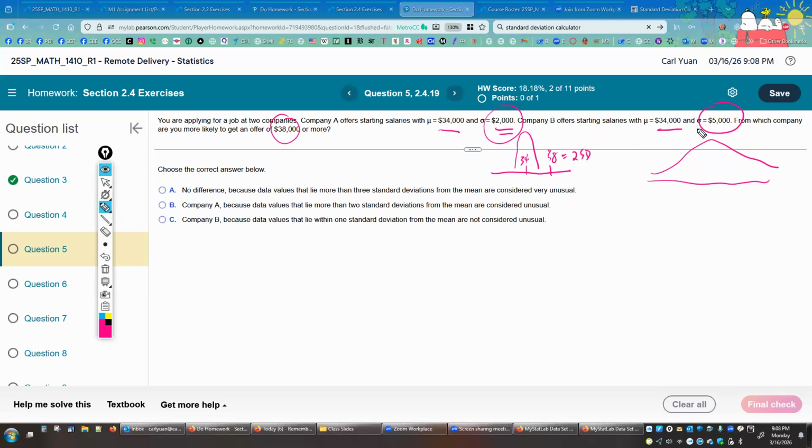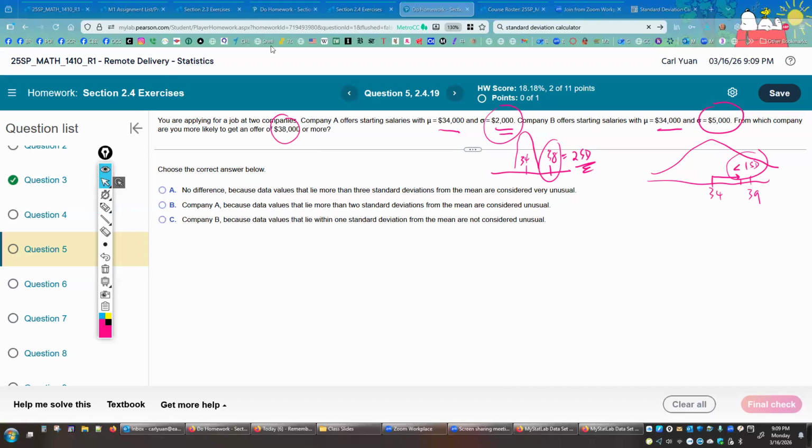Now, for 34,000 with 5,000, that is one standard deviation. So 39 is here. This is one standard deviation, and at 38, it's less than one standard deviation. So what does that mean? It means this is closer to the center than that. 38 is far away from the center in the first case because it's two standard deviations away, versus less than one standard deviation in the other, even though the dollar amount is the same. The fewer standard deviations, the closer you are to the center. Hopefully that makes sense.